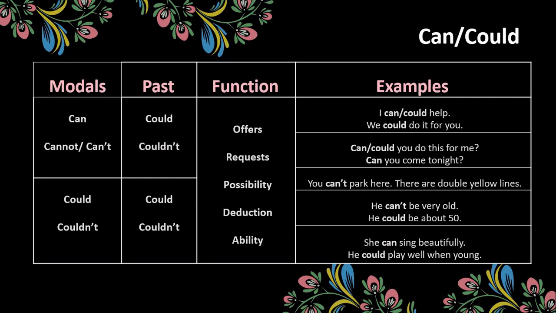Or could you do this for me? Can you come tonight? Again, you can use them to express possibility. You can park here. There are no double yellow lines. Next, you can use them to express deduction. For example, he can be very old. It could be about 50. Lastly, the well-known function of these modal verbs is expressing ability. For instance, she can sing beautifully. He could play well when young.